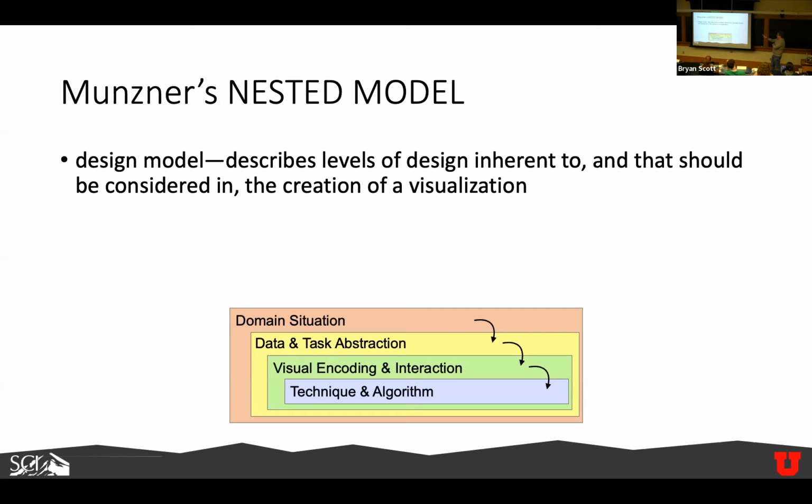So this is a model for designing visualizations by a visualization researcher named Tamara Munzner. And basically it breaks down into 4 different levels of abstraction. And the idea behind these 4 different levels is that you want to think about each of these situations before you move on to the next one. And you want to validate that what you're doing within each level of this hierarchy is good before you move on, and if it's not, you want to move back to rethinking what's going on.